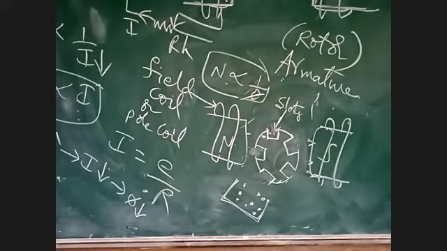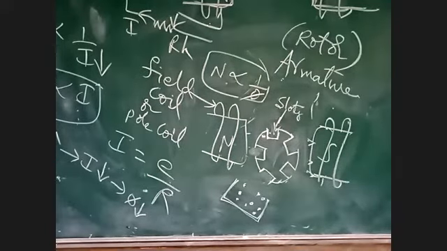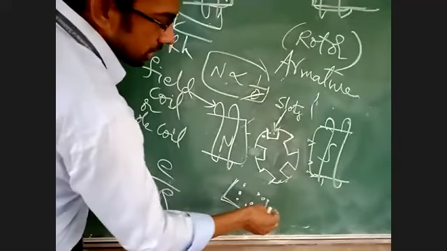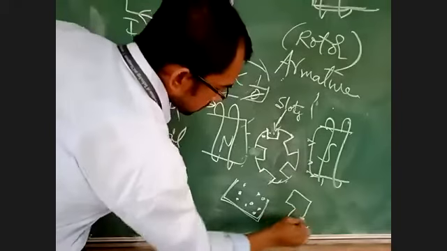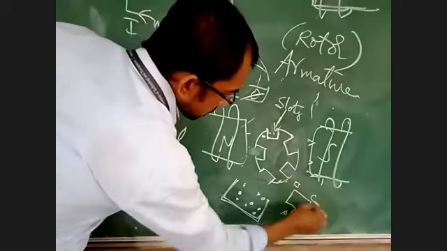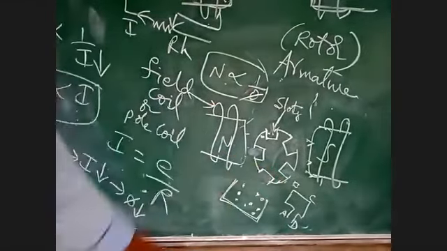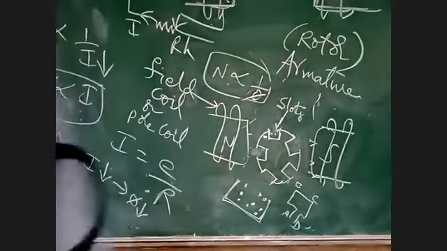9 into 5, how many? If in one slot I am placing 9 windings, in 5 slots how many windings can you place? 45. 45 windings you can place. Let us take the ABCD I had taken. ABCD is one coil. Like this, 9 coils in one slot.